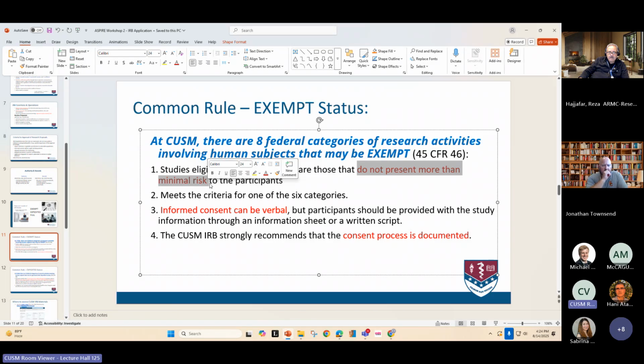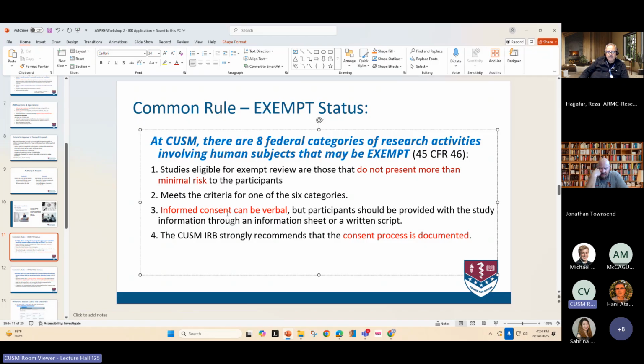Do you see the elements of protection here? An encrypted flash drive will be the only flash drive that will store data, and only the principal investigator has that encrypted flash drive. Many different layers of security here to secure confidentiality, presenting no more than minimal risk. Meets criteria for one of the 6 categories under the federal regulations.